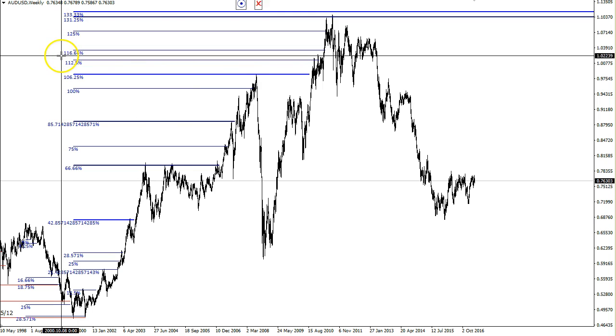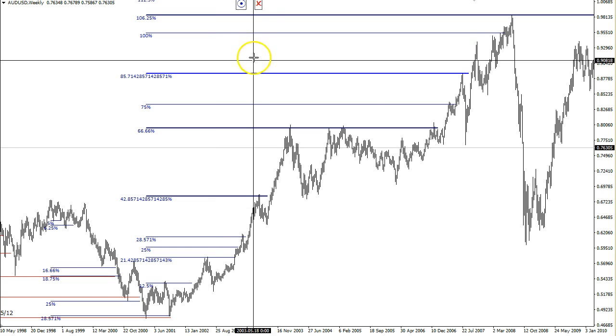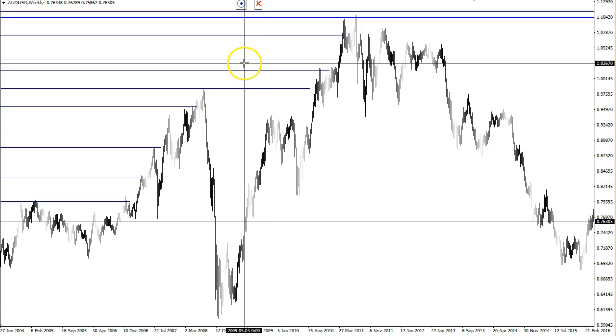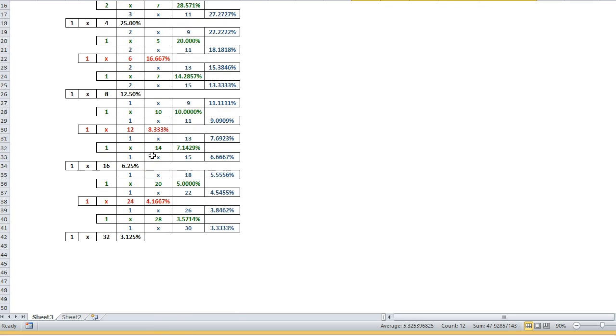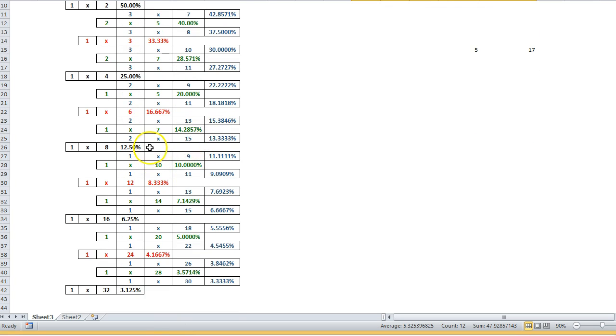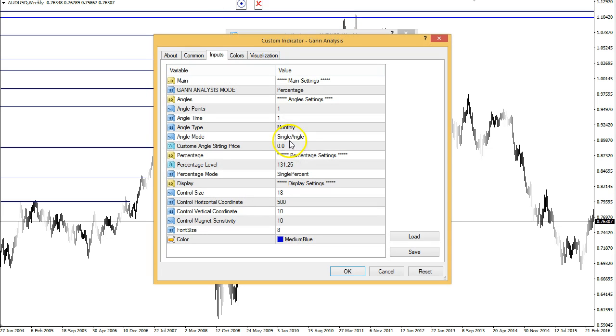So you have 116.66 and 112.5, halfway between both of them is 114.28571. So you have here 16.66 and 12.5. The halfway is 14.28571. So for that I will put 100 to 85.71.